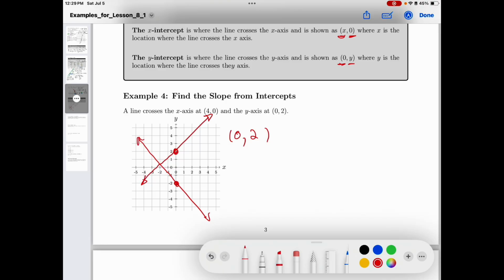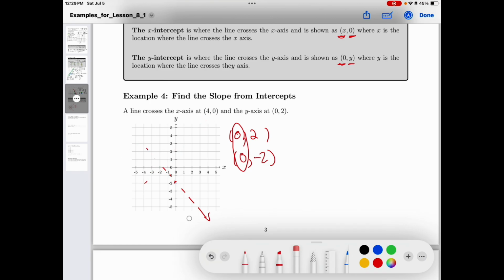Let me draw a different line. This would be my y-intercept because that's where it crosses the y-axis. And because I don't move horizontally at all for that point, my x would be 0, but I move vertically down 2. So this is the value of y when x is 0 for the y-intercept.